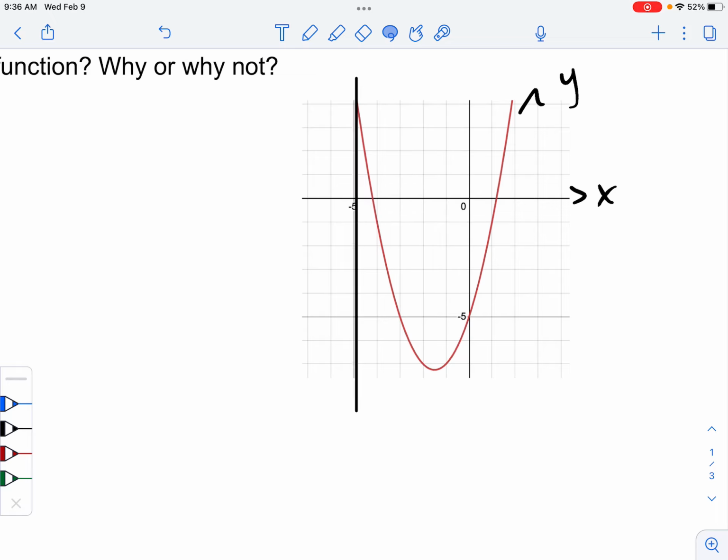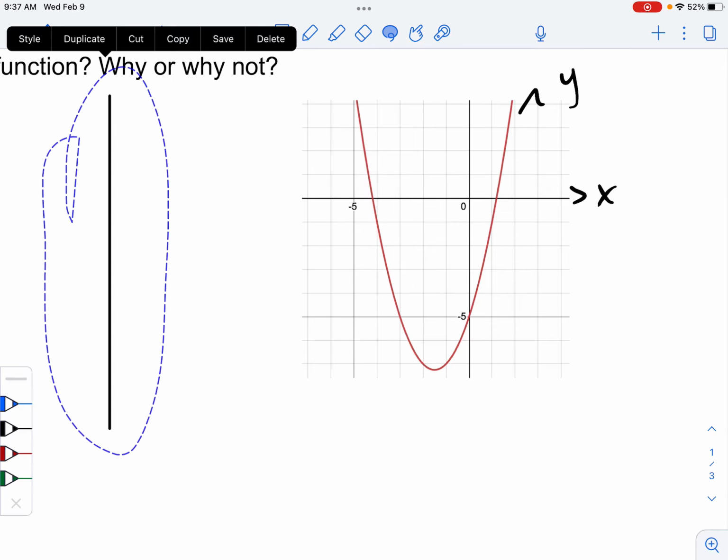So as I pass this through, if at any point this vertical line crosses the graph at more than 1 point, then it is not a function. Okay, and that's not the case here, right? There is no point on this graph where a vertical line will cross it twice. And that helps me see that there are no x values that go to more than one y.